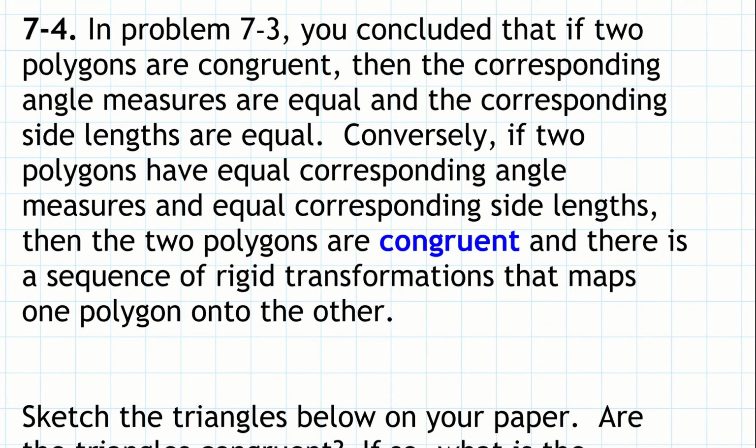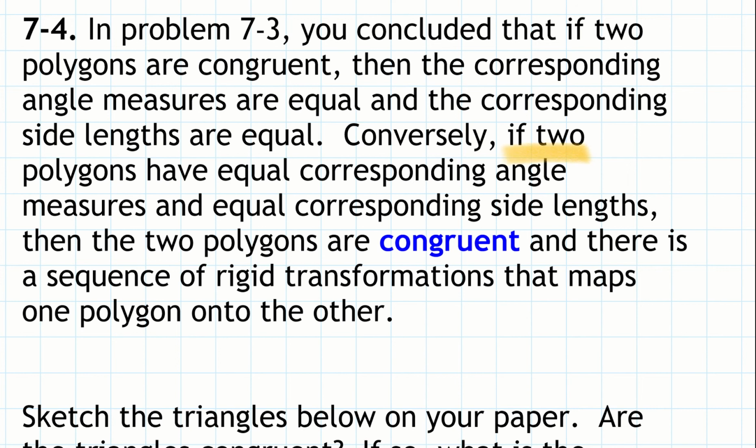So in problem 73, we just concluded, I just heard you mumble, Mr. Roberts, that if two polygons are congruent, then the corresponding angle measures are equal and the corresponding side lengths are equal. Conversely, if two polygons have equal corresponding angle measures and equal corresponding side lengths, then the two polygons are congruent. So this is the first time that we've heard something that sounds like a way to show that two triangles are congruent, right?